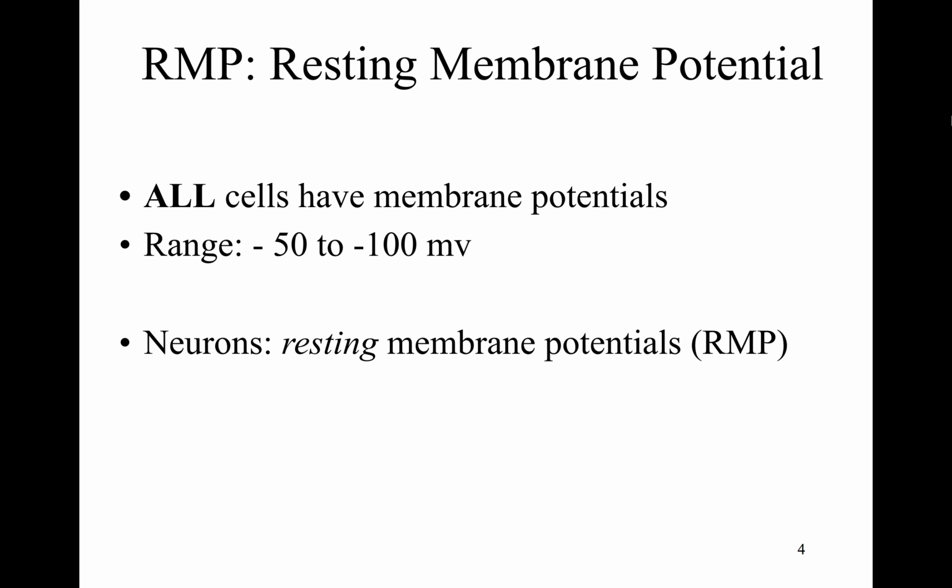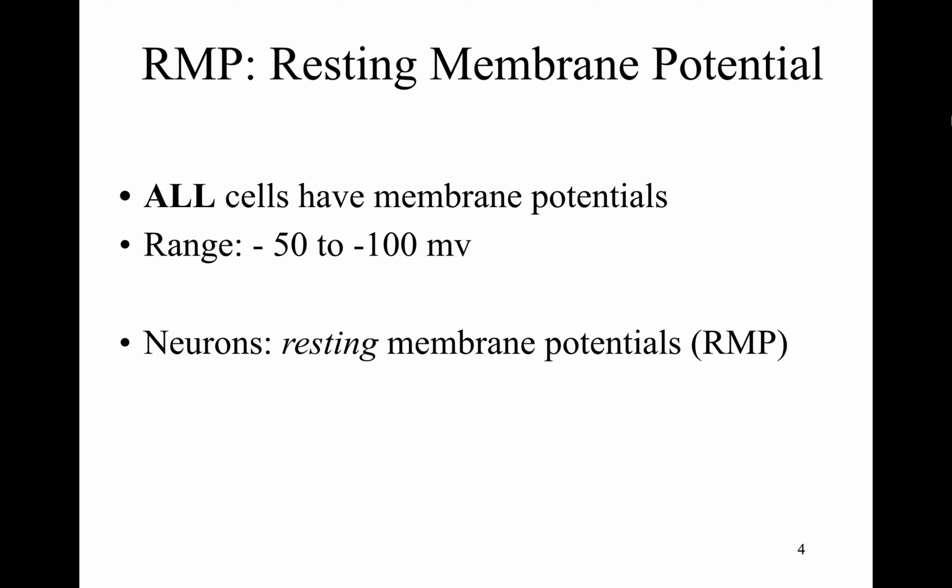So neurons function to communicate with one another, or to send and receive information, by rapidly changing their resting membrane potential, or their RMP. All cells, not just neurons, have membrane potentials. So all of our cells actually have a difference in charge across the plasma membrane. However, not all of our cells can change that membrane potential.